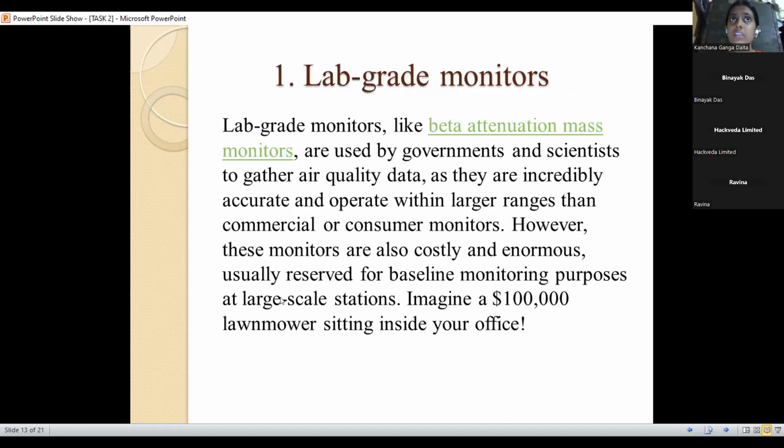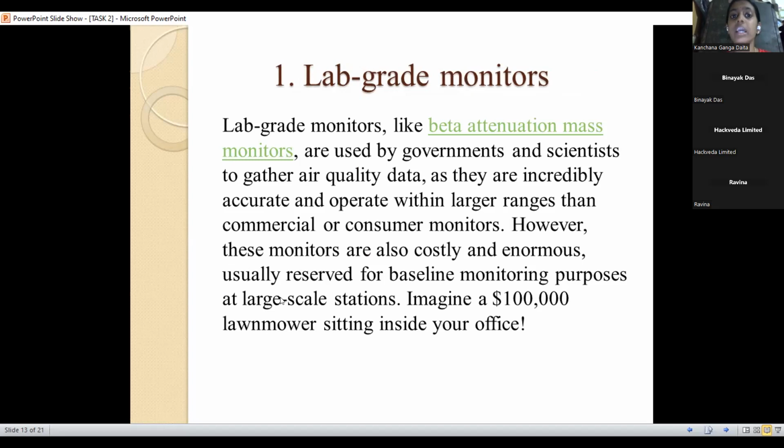It is the top class monitor, used to gather air quality data. It has to be very accurate and incredible in every aspect they are working on. These are very costly, and for small applications like any application testing or any parameter measuring, we cannot use this.